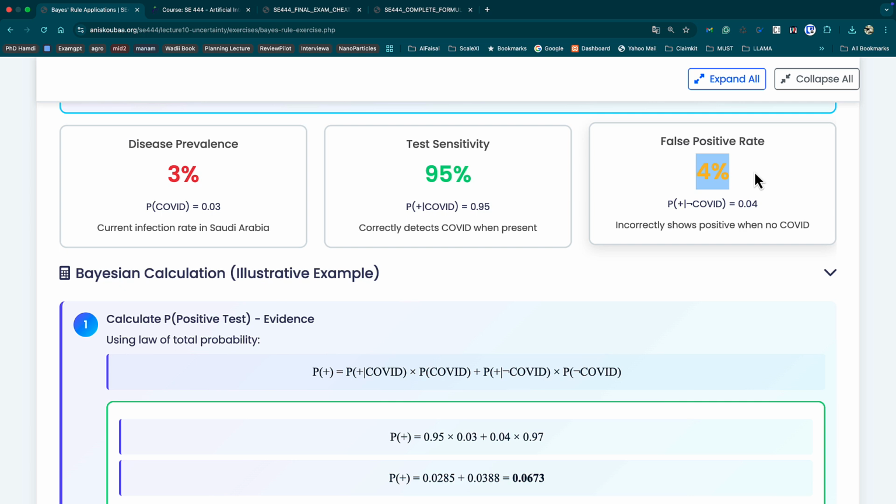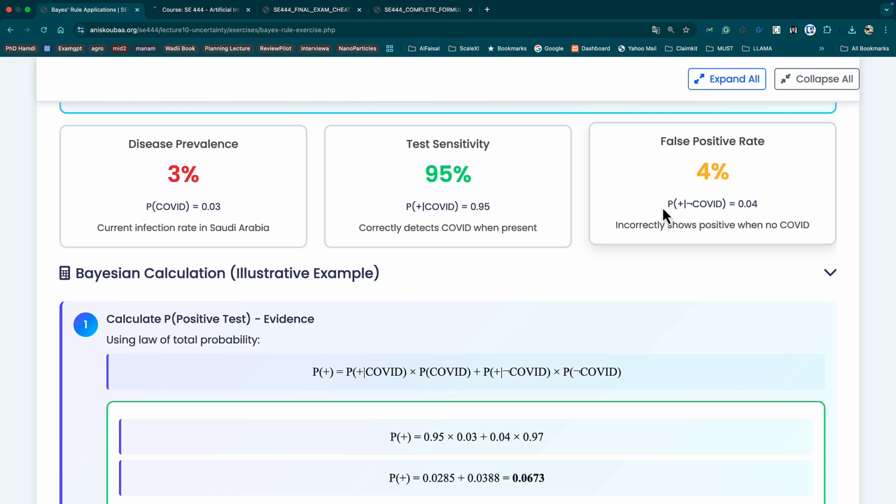Yeah, but this is also talking about not having COVID, getting a positive. Yeah, false positive. He doesn't have COVID, but he gets a positive result. Yes, that's right. It's different, because you have 4 combinations: positive given COVID, negative given COVID, positive given not COVID, and negative given not COVID. Yes, yeah, we have 4 combinations.